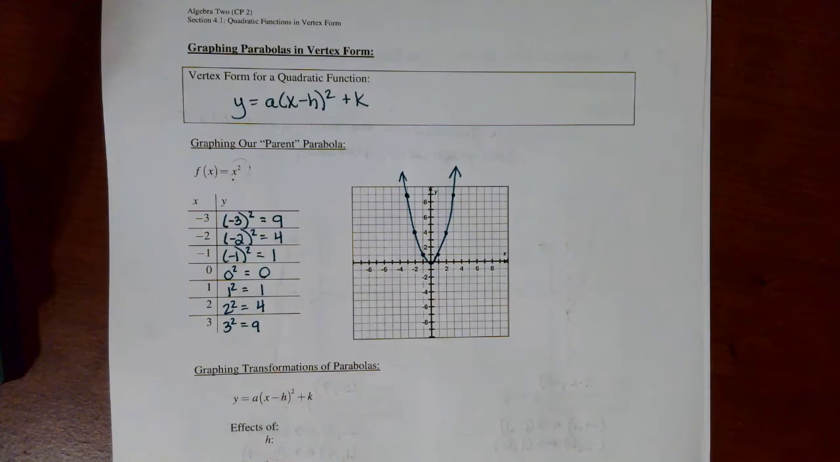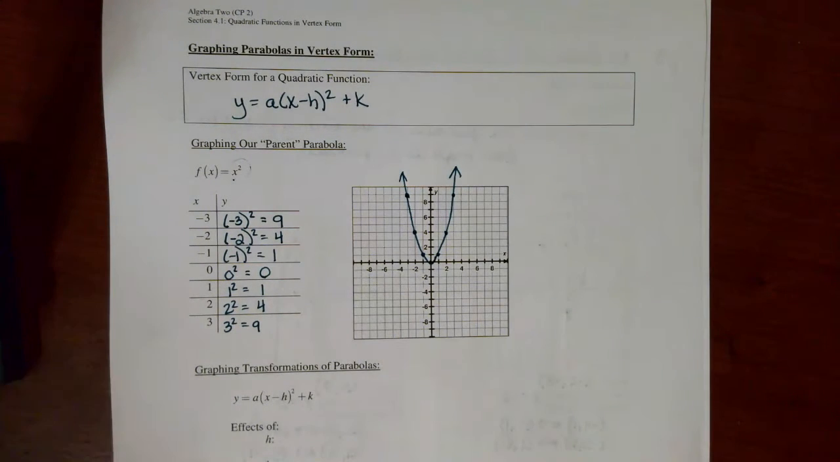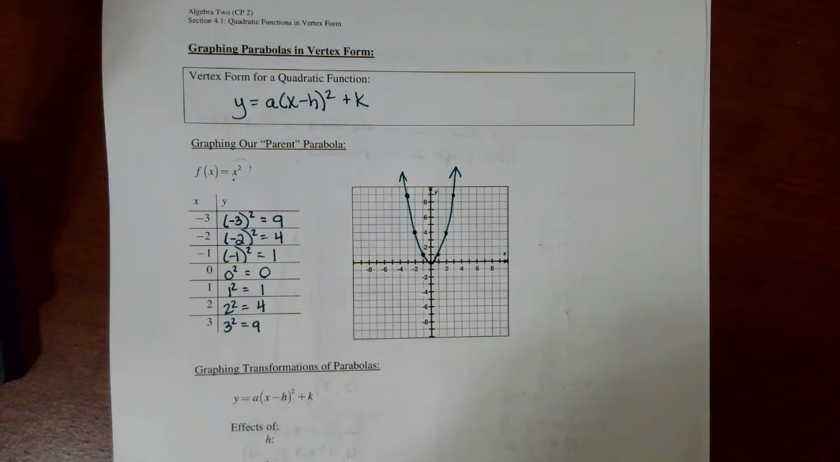Hopefully you remember earlier in the year when we graphed y equals the absolute value of x, that absolute value v graph. We called that graph, with points 0, 0, 1, 1, 2, 2, 3, 3, -1, 1, -2, 2, -3, 3, our parent function that we applied some transformations to. Well, now we have a new parent function that we can apply our same transformations to.